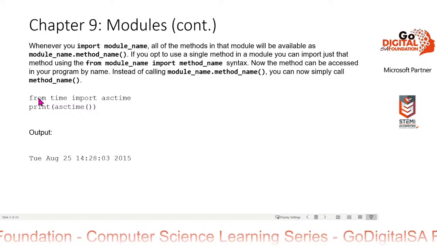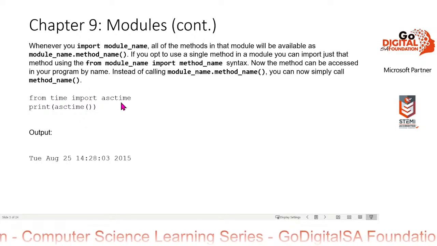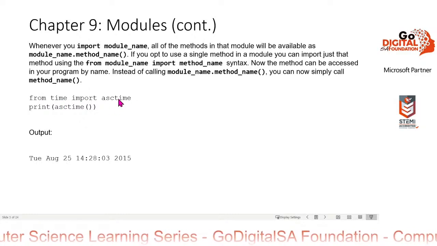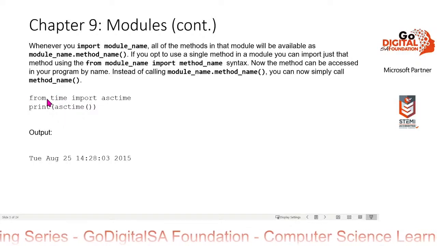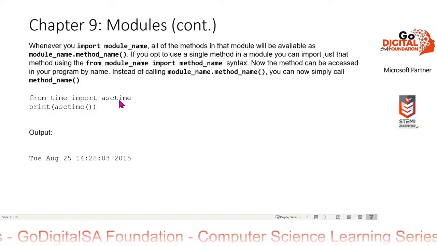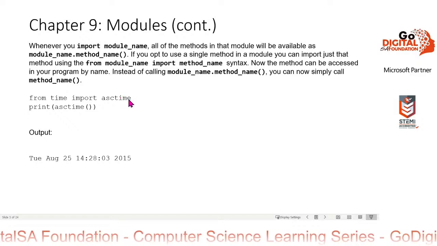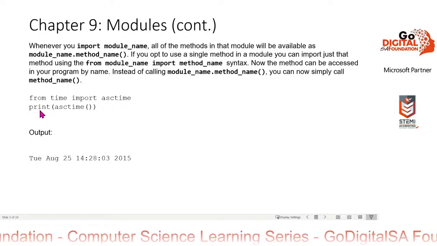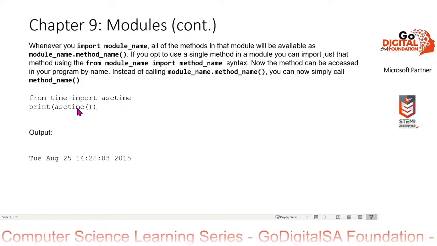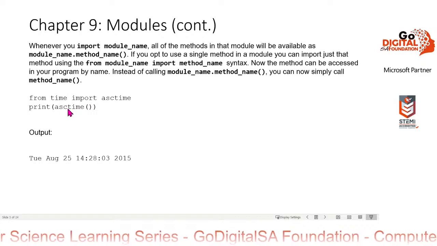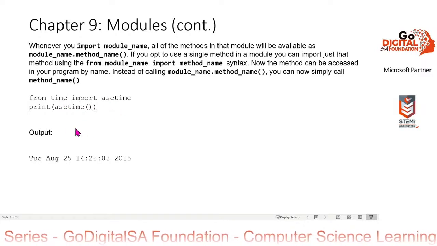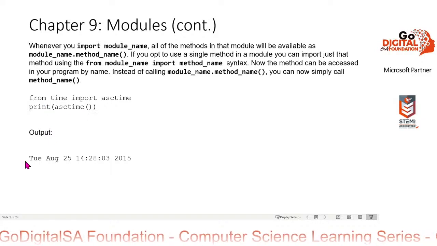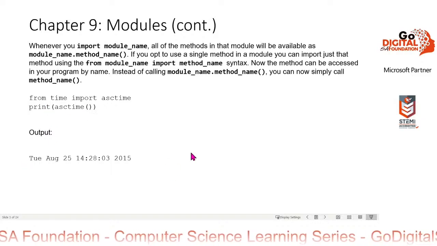So here we say from time import asctime. So you remember we had a method asctime that was in the time module. So if we say from time import asctime, we're only importing that method. And so that now allows us to say print asctime. We don't have to say time.asctime because we've already imported that method. Okay, so when we print asctime, we get the full time.